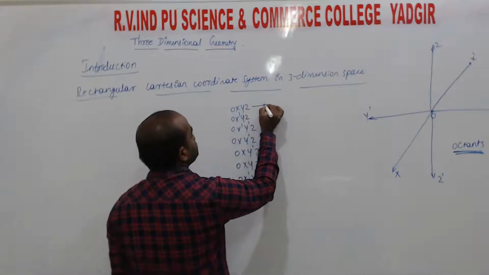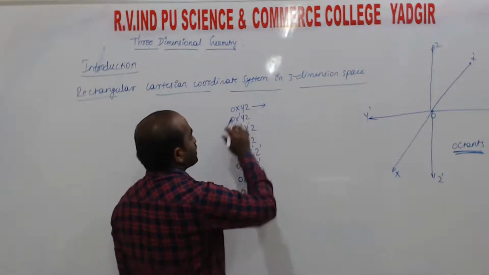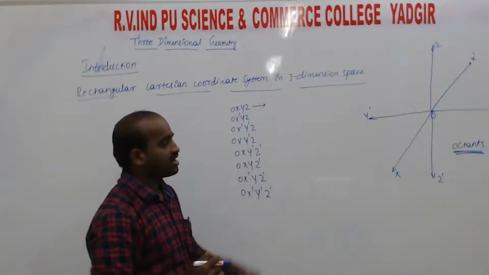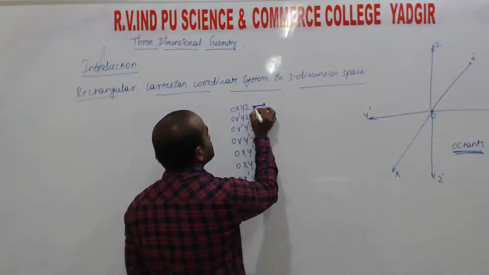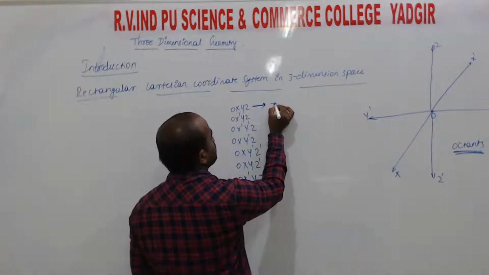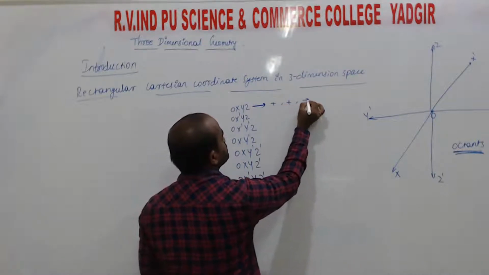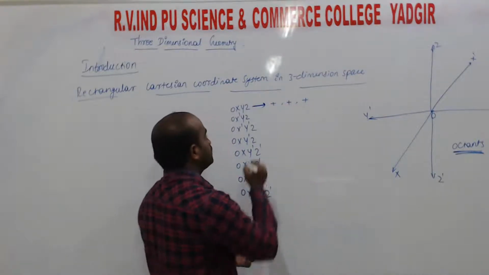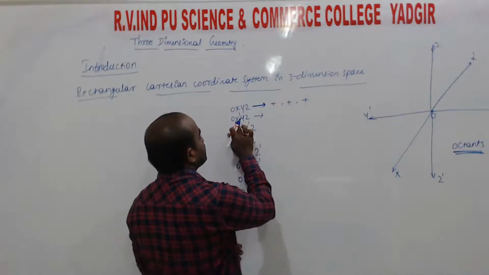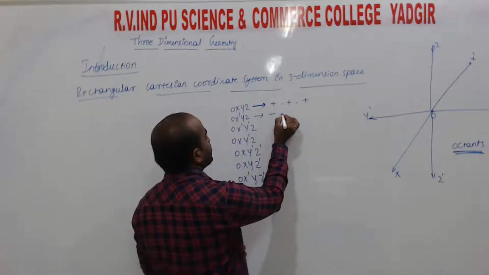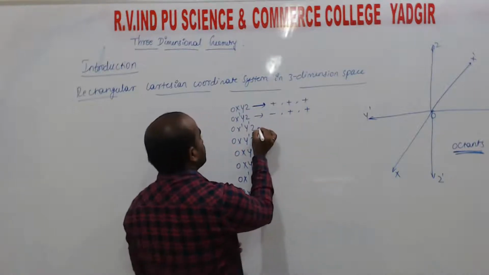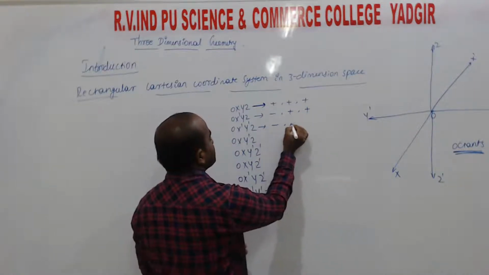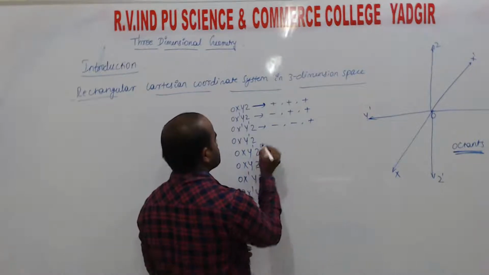In the first one, what are the coordinates? These are the X, Y, and Z coordinate octants. In the first octant, X is positive, Y is positive, Z is also positive. In the second octant, X is negative, Y is positive, Z is positive. In this one, X is negative, Y is negative, Z is positive.